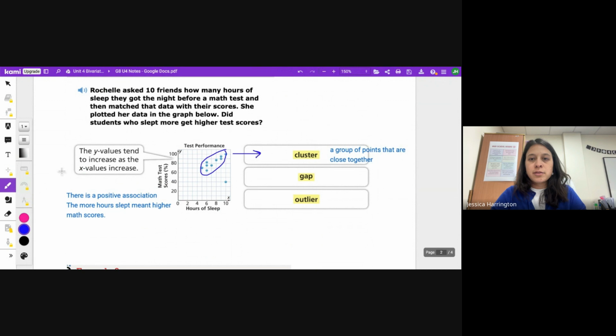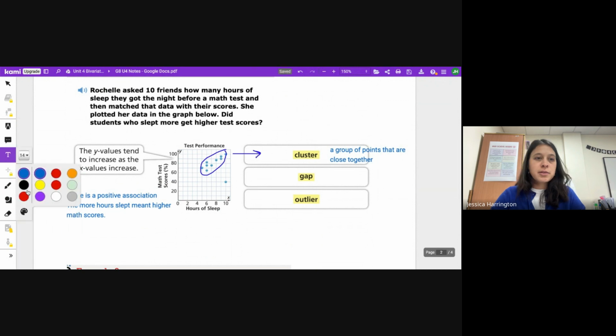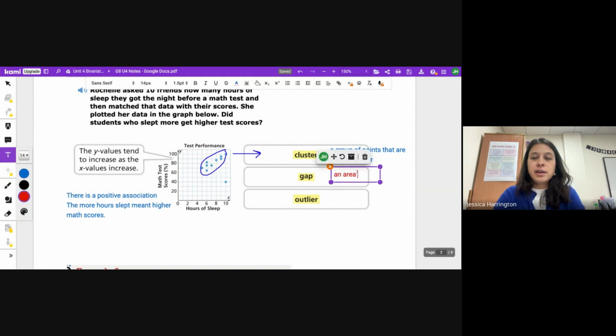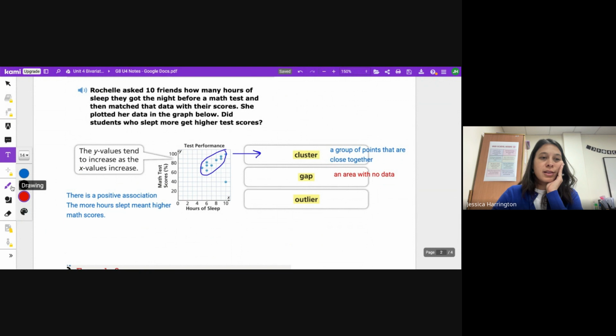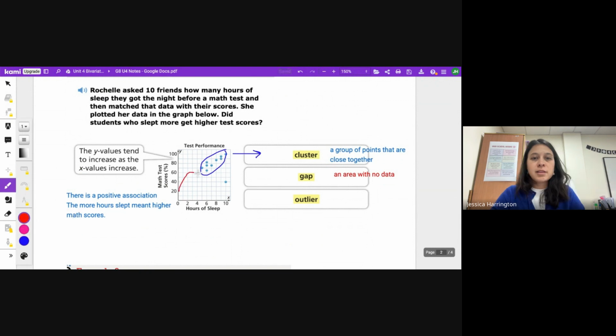You can also have gaps, right? So gaps, let me do another color. A gap is an area of the graph with no data. So there are no data points there. And you probably noticed that when you looked at this one, right? You have this whole area here that has nothing. It seems like the dots should keep going down, but there's nothing there. So that's a gap. And why is it a gap?